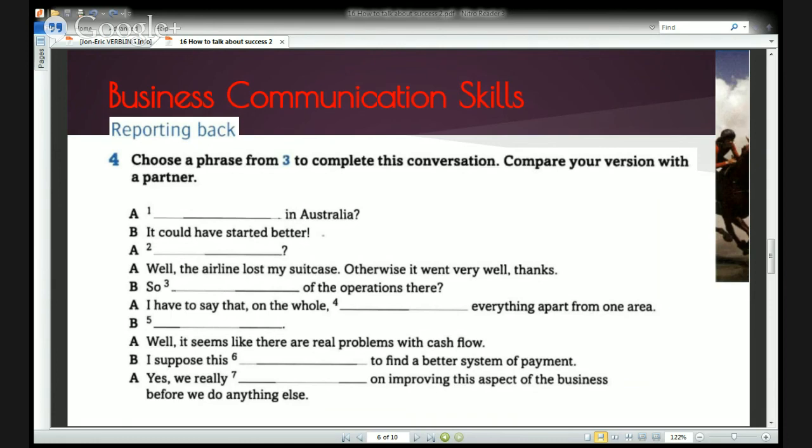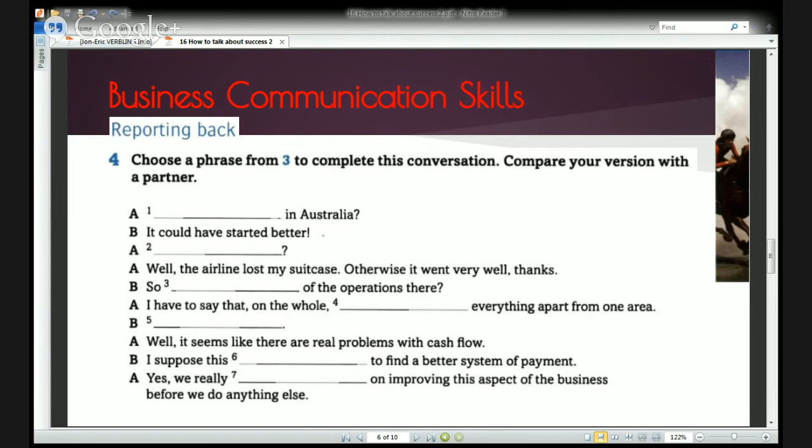Okay. I suppose this means we need to find a better system of payment. Good. Can you remember the key word we used instead of, I suppose this means? What was the key word we heard in the second dialogue, Angelica? The next step. Say again? The next step to do is to find a better system of payment. Not exactly. There were two words that we heard.